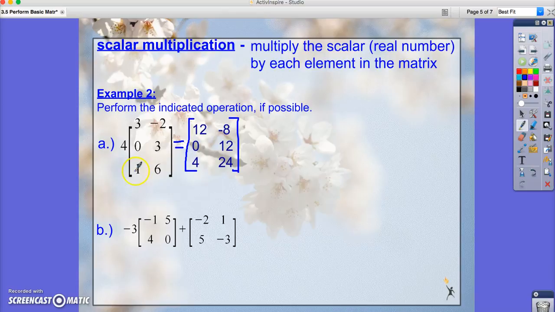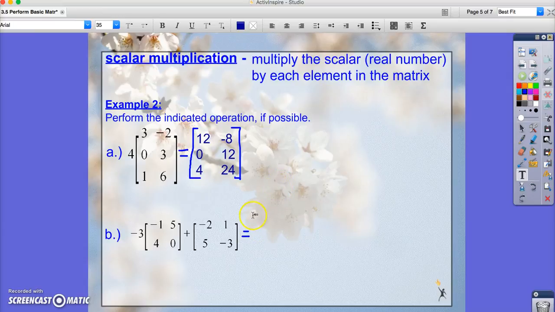All right. Now let's look at letter B for example 2. We have to be careful with this one because you see there's negative 3 out here. I have scalar multiplication, but I also have addition, right? What operation do you want to do first? Hopefully you realize we have to multiply first. Order of operations, just like with regular numbers, also now with matrices, you always have to multiply before you add or subtract.